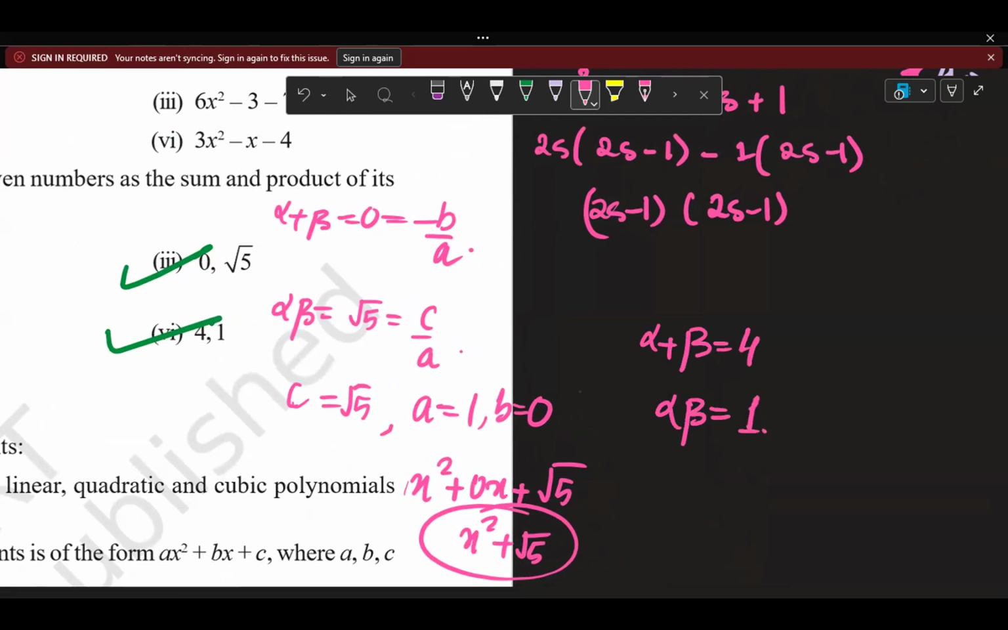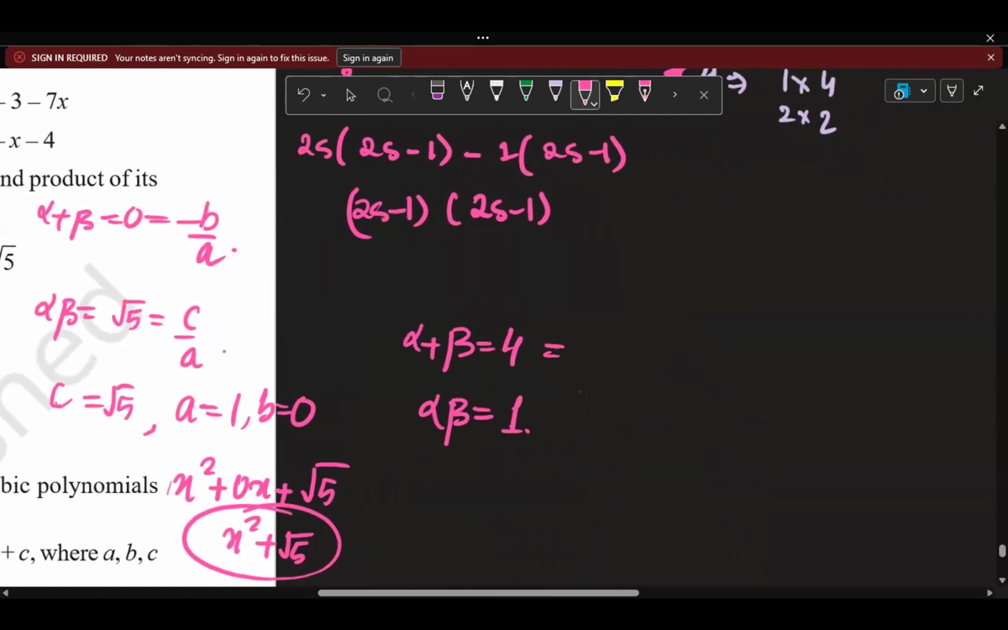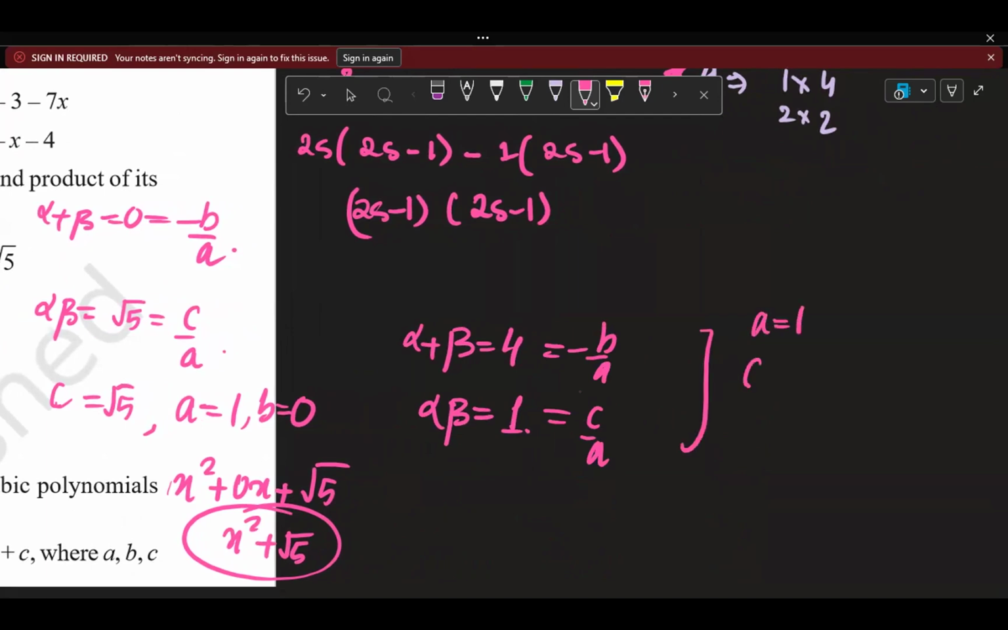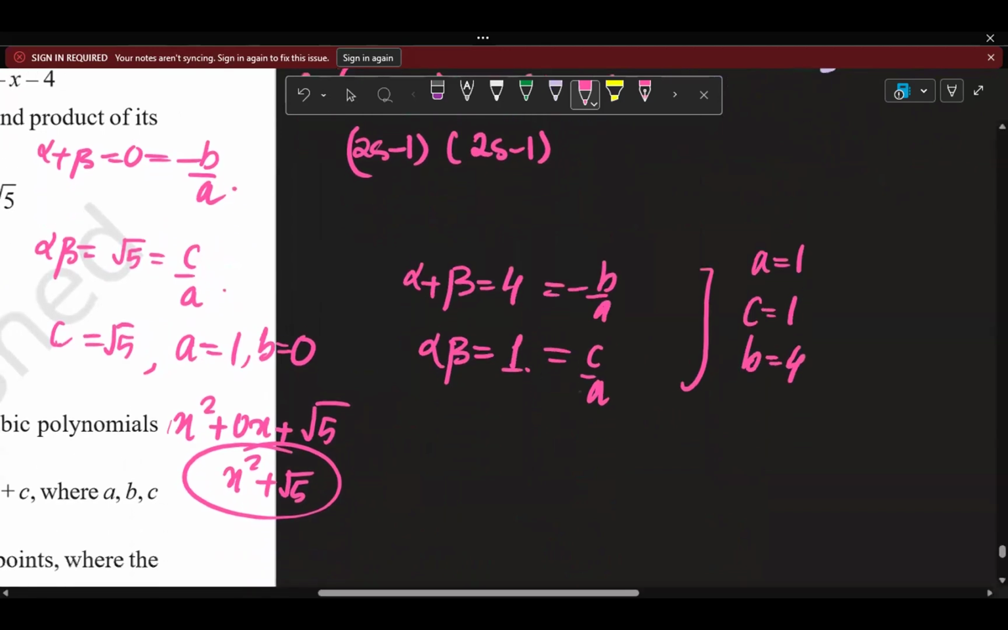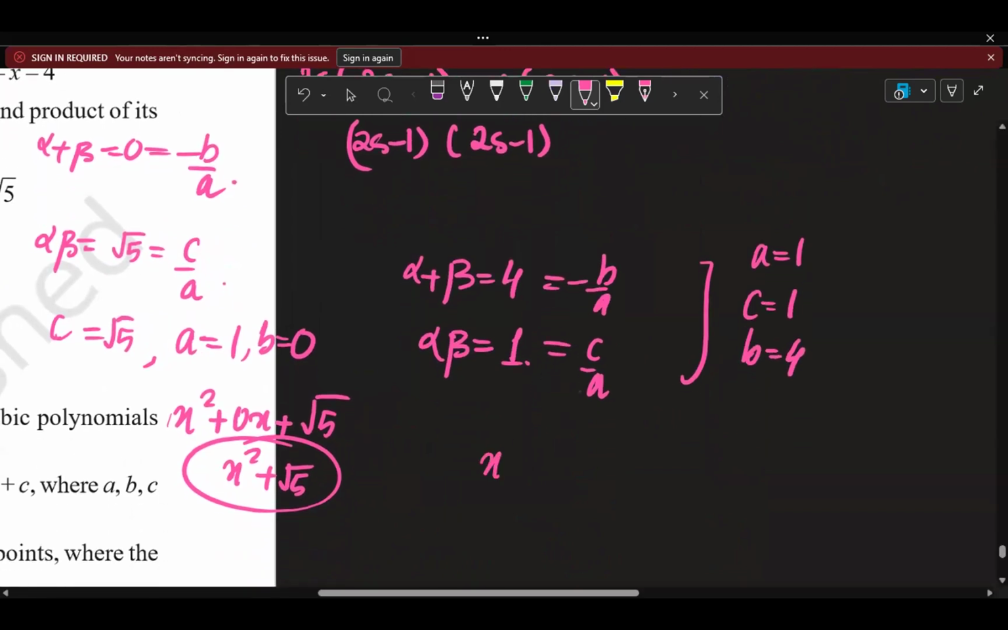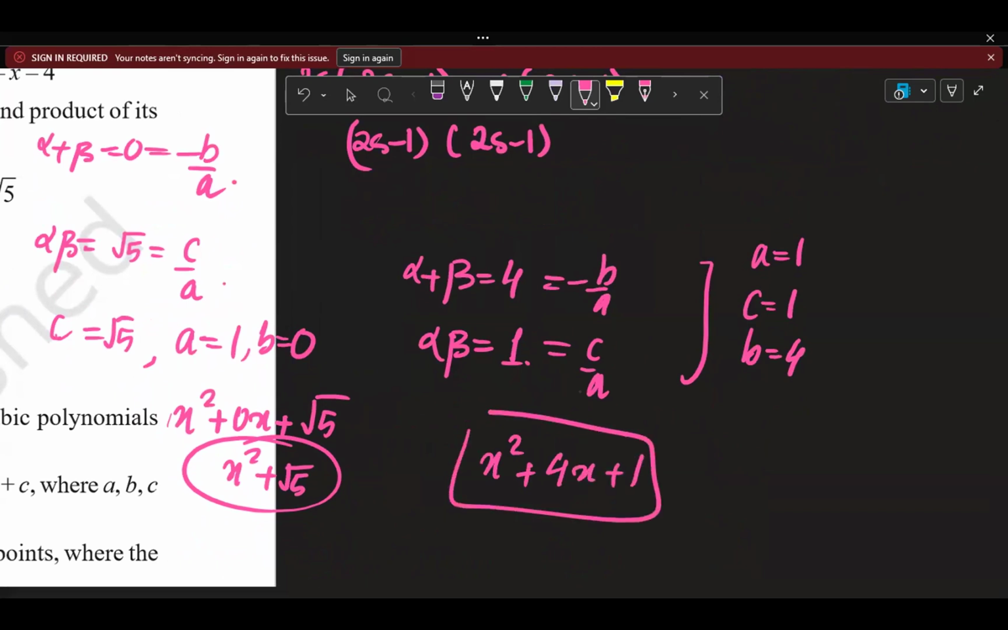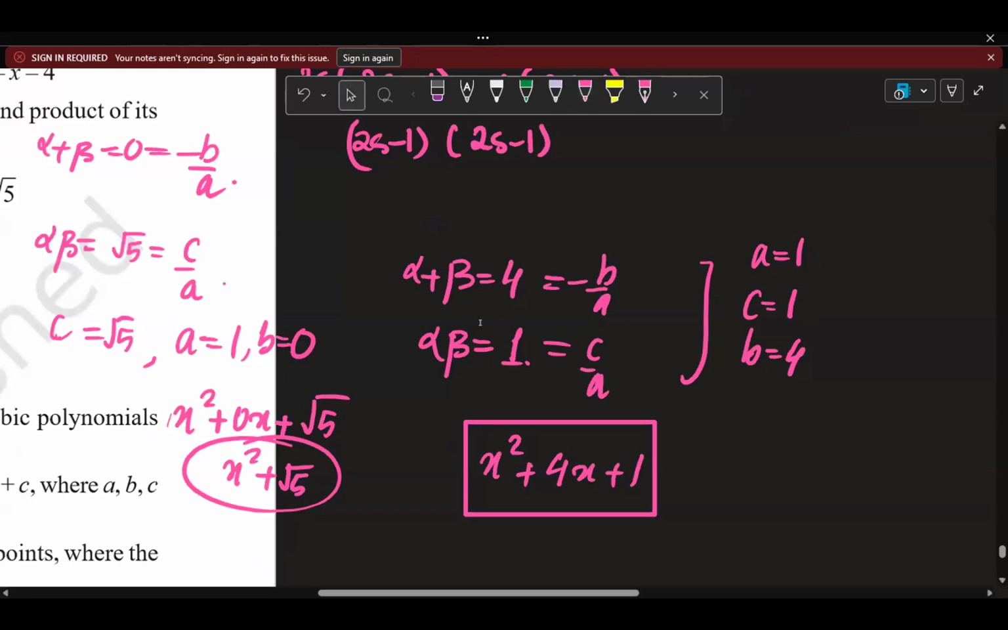Okay. So basically alpha plus beta is minus b by a, and alpha into beta is c by a. So the value of a we know is 1. The value of c is also 1. The value of b is 4. So my polynomial becomes x square plus 4x plus 1. Okay? Yes, ma'am. Yes, children, like this you can do.